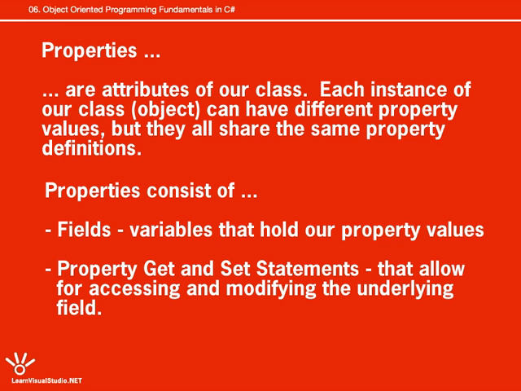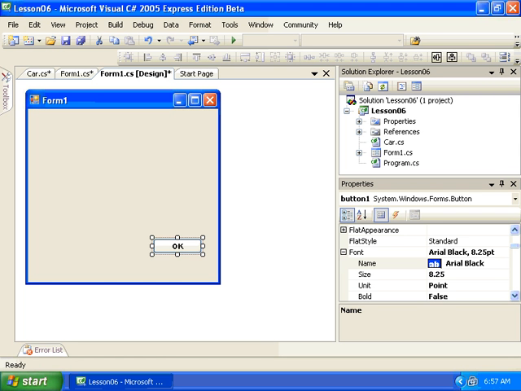There are two parts to a property. First of all, there's a variable that maintains the value of the property, and that's called a field. And then there are methods that allow for the accessing of that field's value, and those are called properties, get and set. Okay, there are two distinct parts: the part that holds the value, and the parts that allow you to access that value. And that's an important distinction to make, as you'll see here in just a moment.